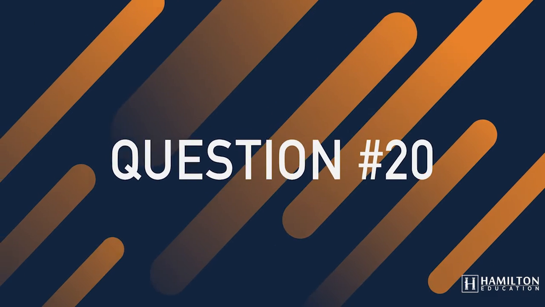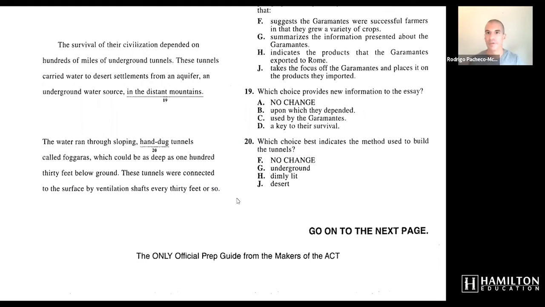We might think of question 20 as a purpose question. We might also think of this as a word choice question. Let's take a look at the question stem. Which choice best indicates the method used to build the tunnels? So the key term here is method. So we're looking for something that tells us how these tunnels were created, how they were built. So let's take a look at our answer choices.